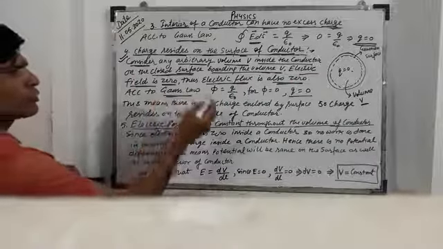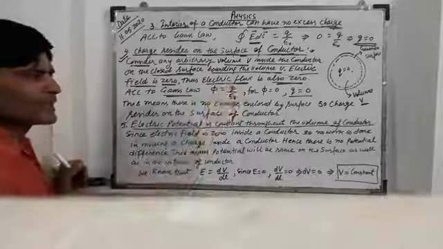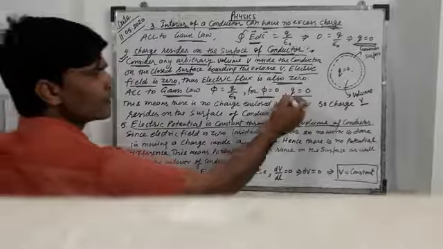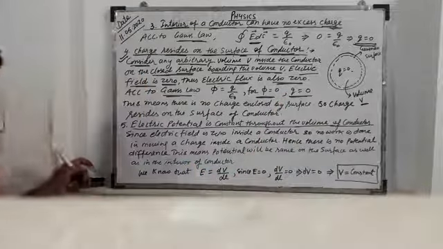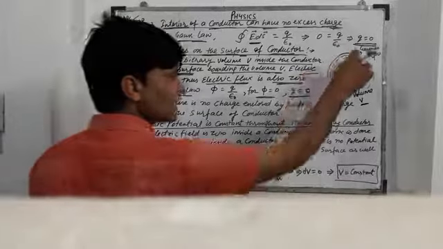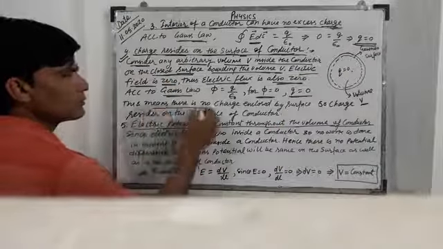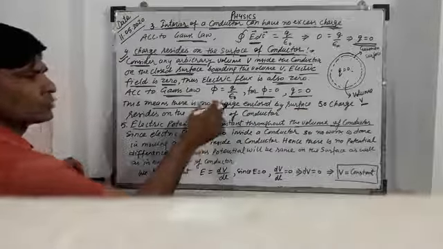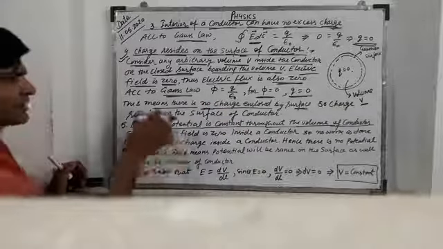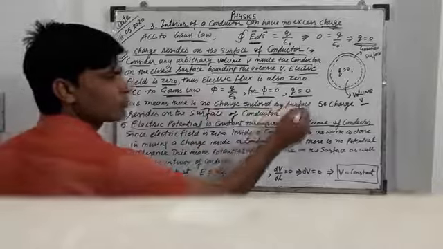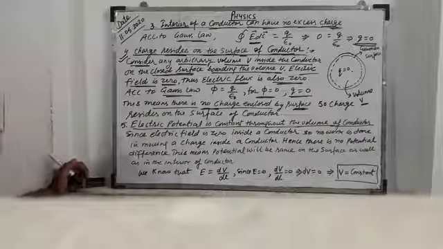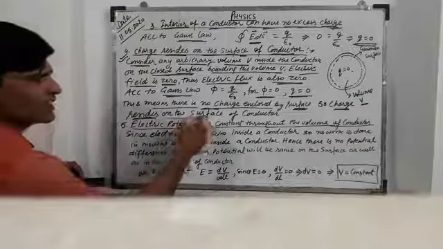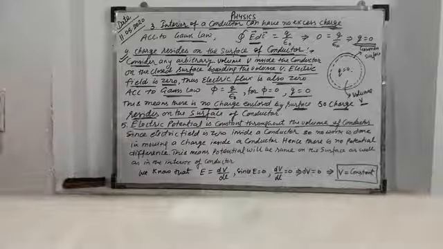Then according to Gauss law, phi is equal to q upon epsilon naught. For phi equal to 0, means electric flux is equal to 0, we get q is equal to 0. This means charge enclosed by the surface is 0, means no charge. This means there is no charge enclosed by the surface. Then the charge resides on the surface.